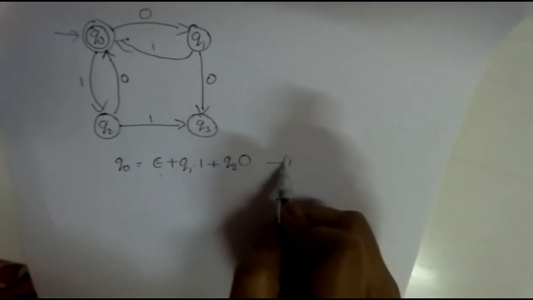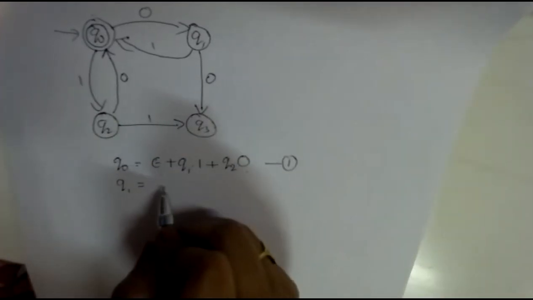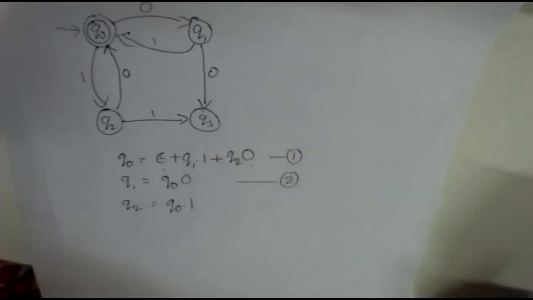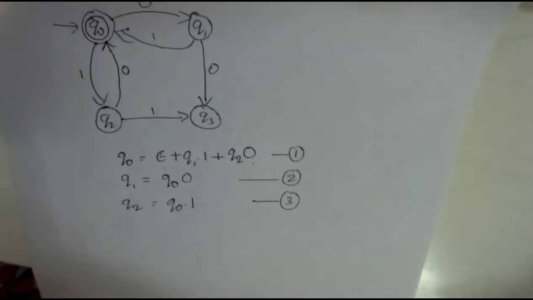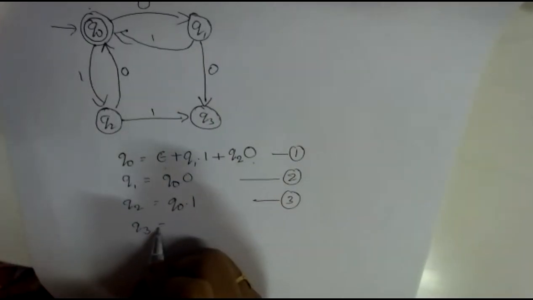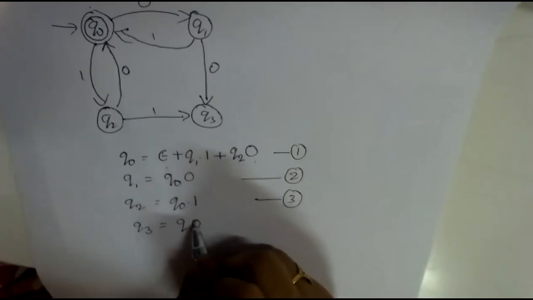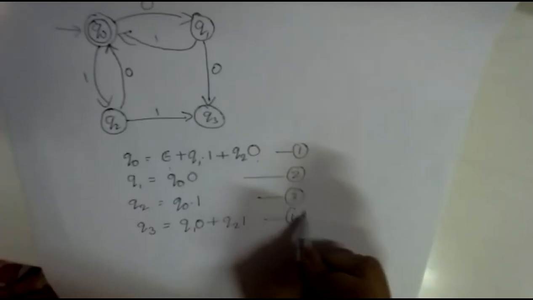This is our equation 1. What is Q1? Q1 is equal to Q0, 0. Yes, this is equation 2. What is equation 3? Q2 is equal to Q0, 1. Right? Okay. What is Q3? Q3 is equal to Q1, 0 or Q2, 1. Okay.